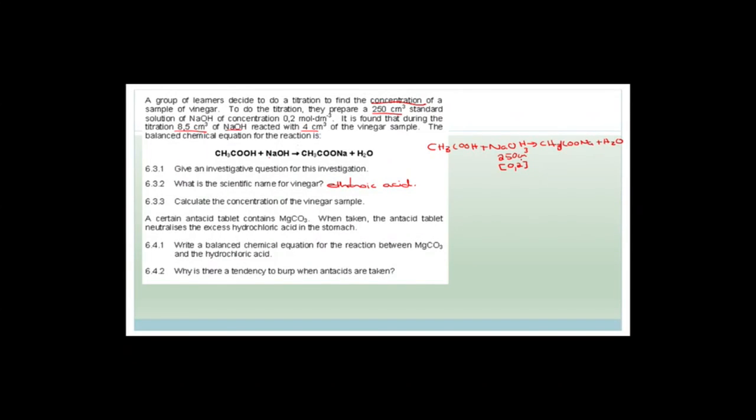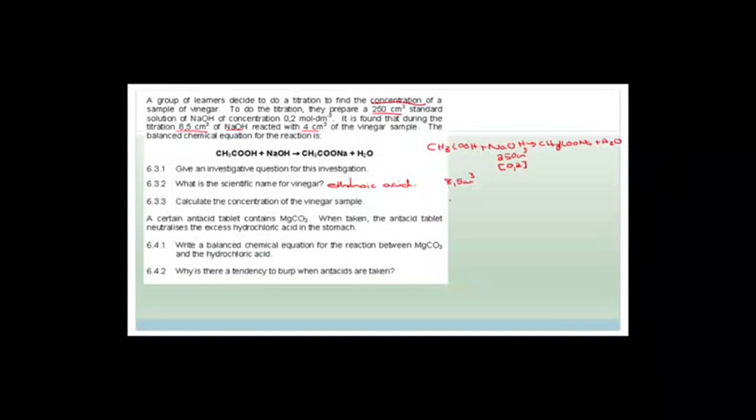Okay, it is found that during titration, 8.5 cubic centimeters of sodium hydroxide, this is what was prepared, 250 cubic centimeters of concentration 0.2 moles per decimeter cubed, okay? Now they say, during the titration, 8.5 cubic centimeters of the sodium hydroxide. So they only use 8.5 cubic centimeters, reacted with 4 cubic centimeters of the vinegar solution. And it says the balanced chemical equation.